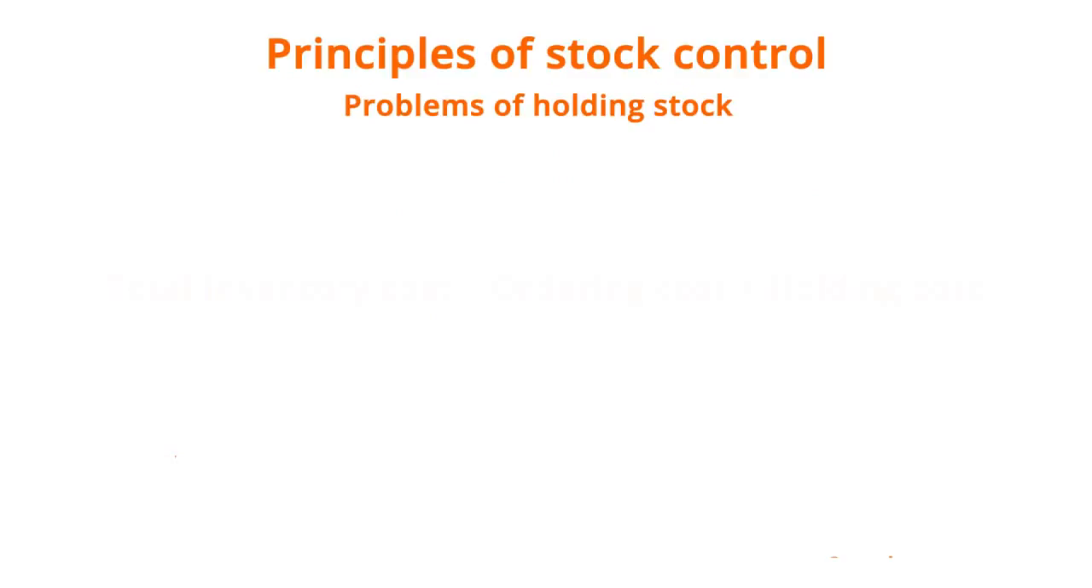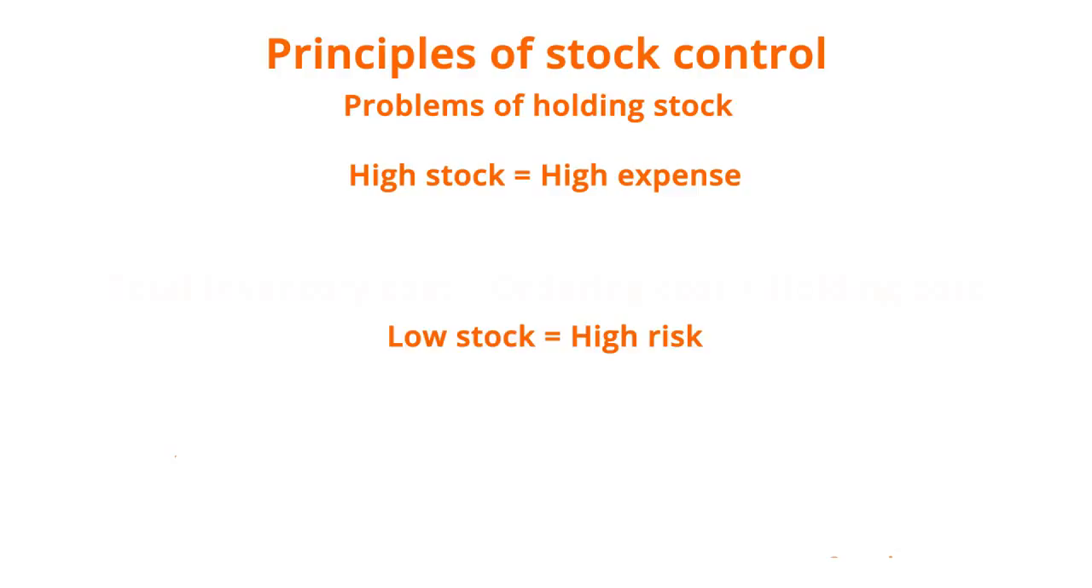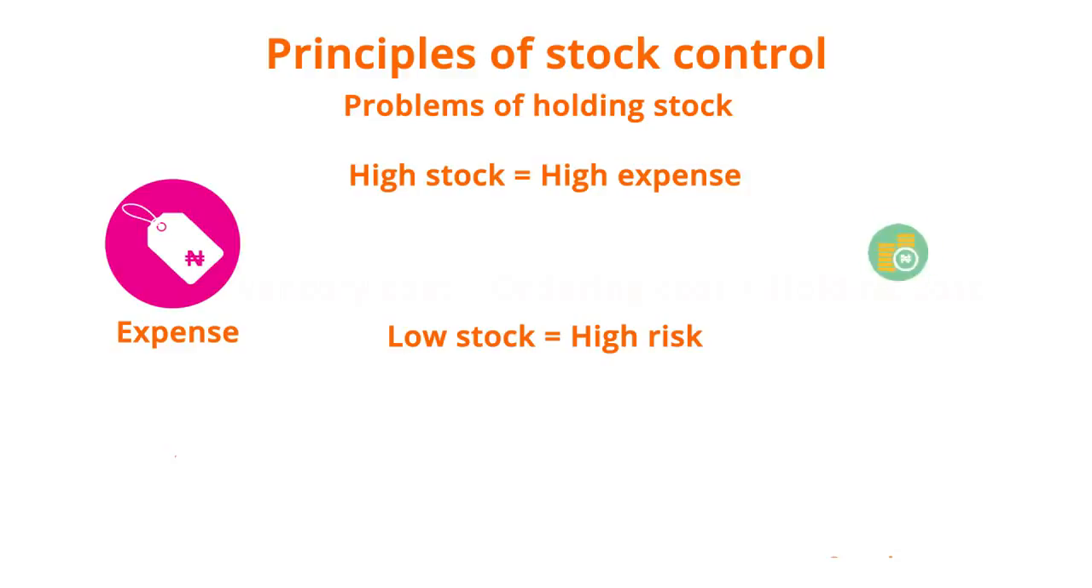What are the problems of holding stock? High stock equals high expense, and low stock equals high risk. As SMEs, we need to note that stock is an expense and not a source of profit. Also, stock value usually makes up 50 to 60% of an enterprise's capital. Goods in a warehouse do not have any profit until they are bought. Before that, they are only an expense. If there are insufficient materials, the production of the enterprise may be risked. This will also lead to greater expenses.